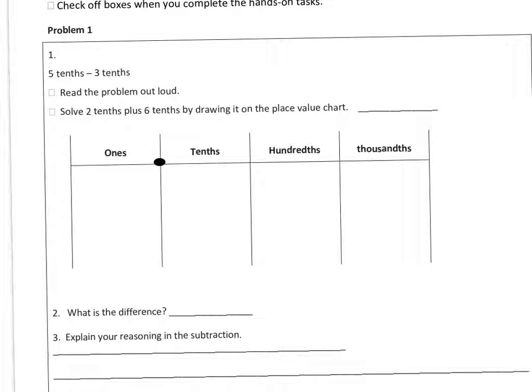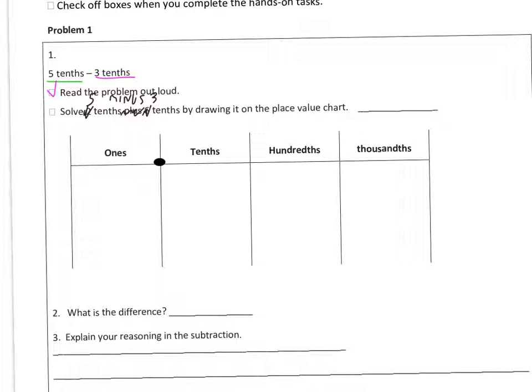Hey guys, before we get started, I want you to help me correct a typo here on the notes. So instead of 2 plus 6, we're going to say 5, 3, and this is actually going to be minus. Okay, so 5/10 minus 3/10. We've read the problem out loud, and now we're going to solve it.